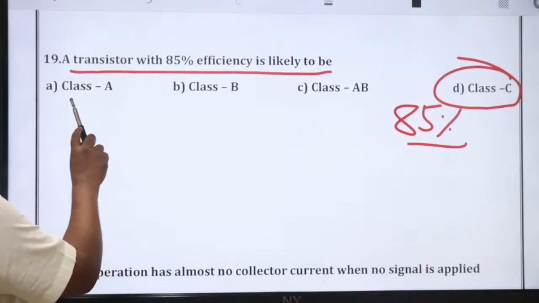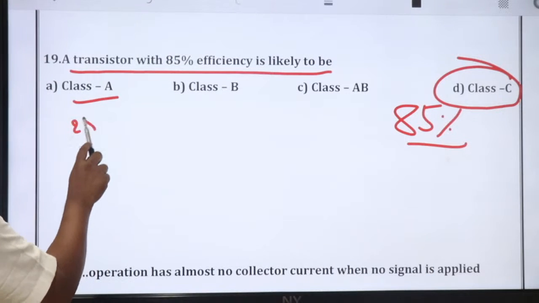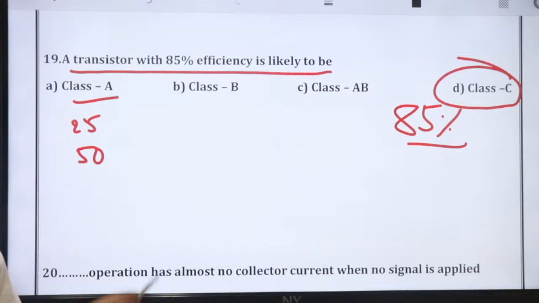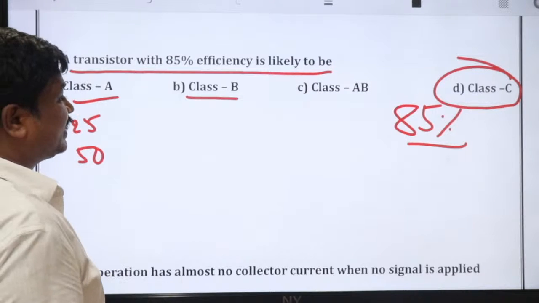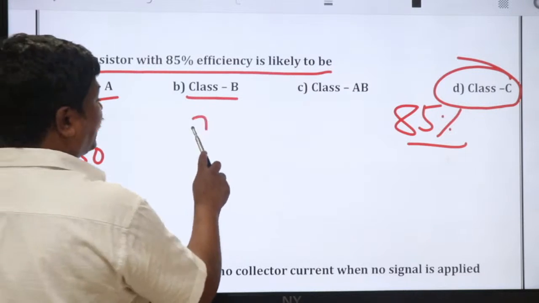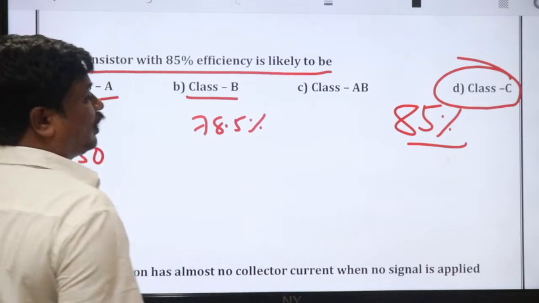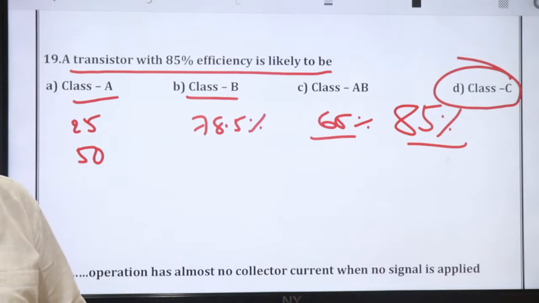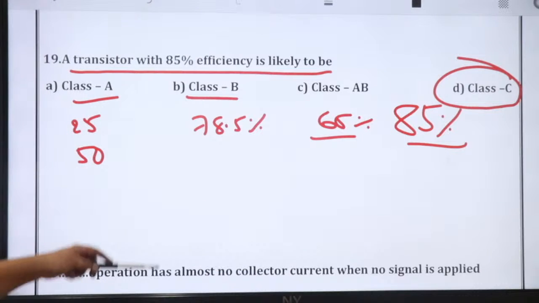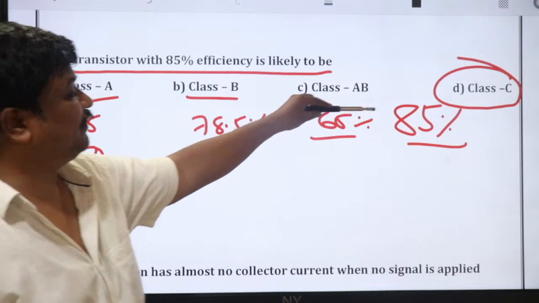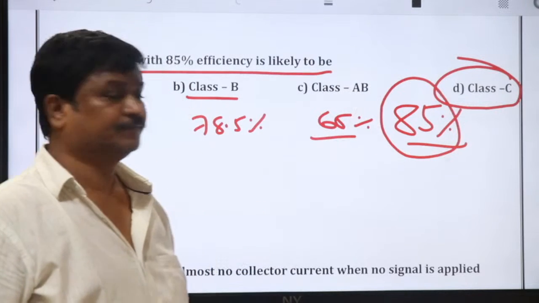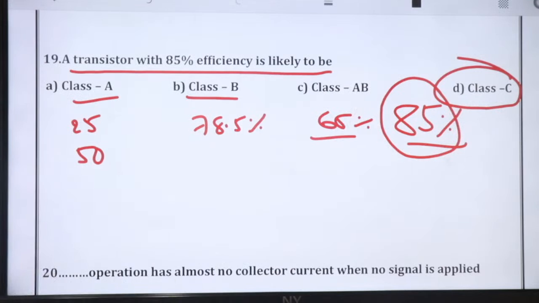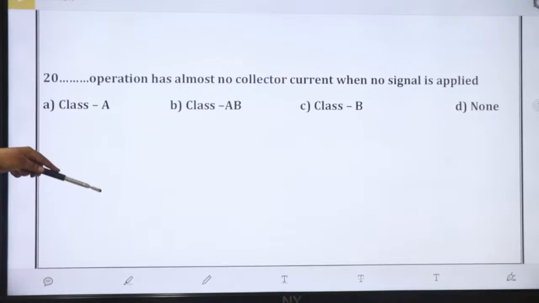What is the efficiency of a Class A amplifier? 25 or 50. What is the efficiency of a Class B amplifier? 78.5%. What is the efficiency of a Class AB amplifier? Approximately 65%. So what is the answer? Class C amplifier will have efficiency 85%. All the amplifiers' efficiencies are covered.